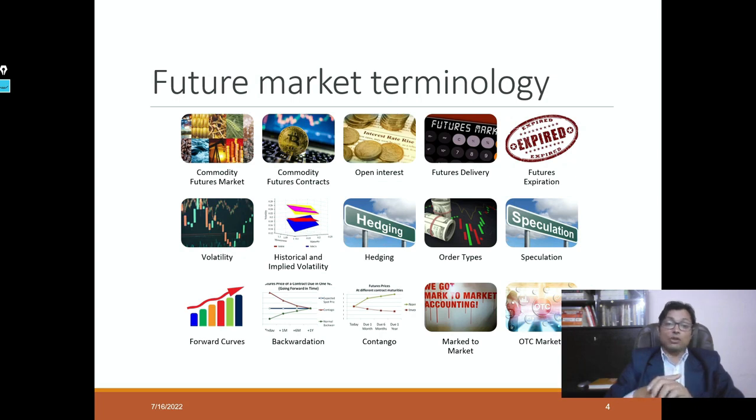And then we have commodity futures products, contracts. So contracts are futures, options and all. And then we have open interest, all the unsettled amounts that come under open interest. And then we have future delivery, what we put into delivery upon expiry, those things come under future delivery. Then we have future expiration, so there is an expiry date for all the contracts, so that comes under expiry.